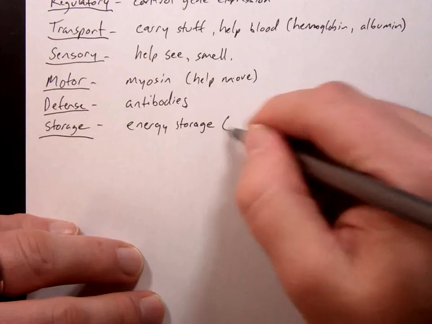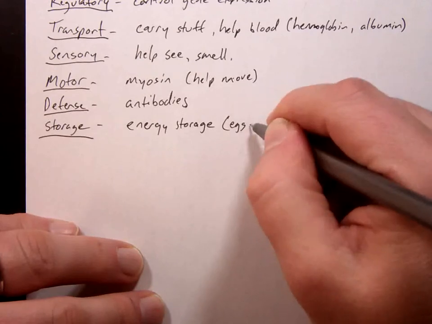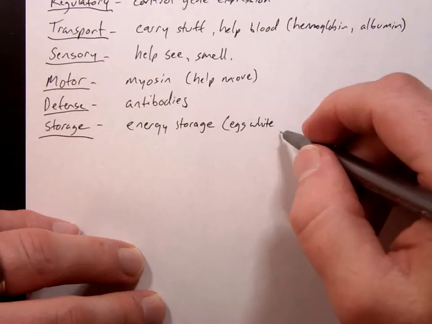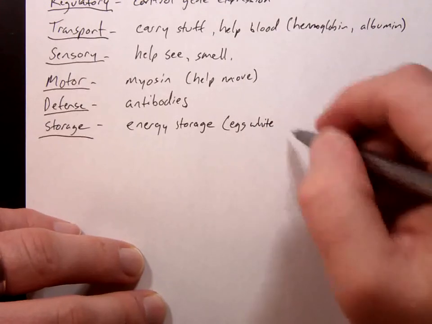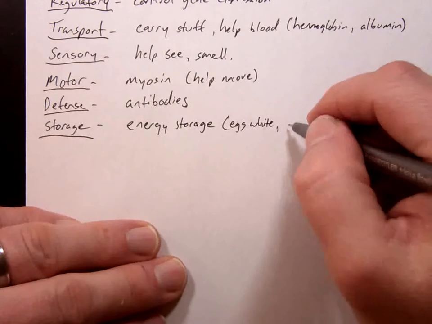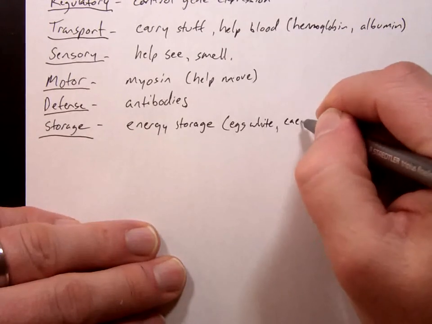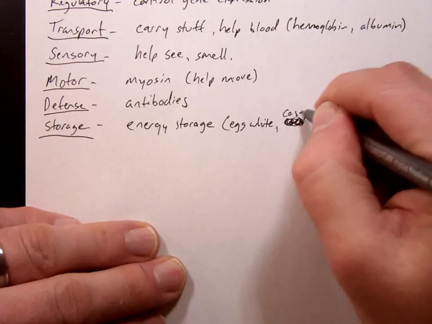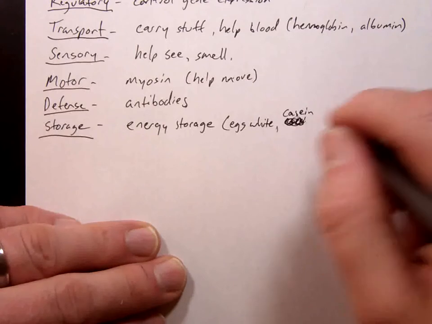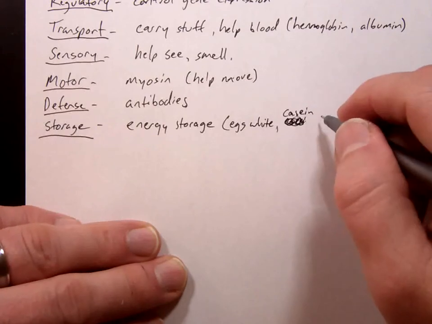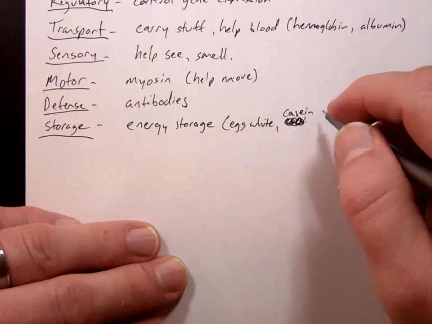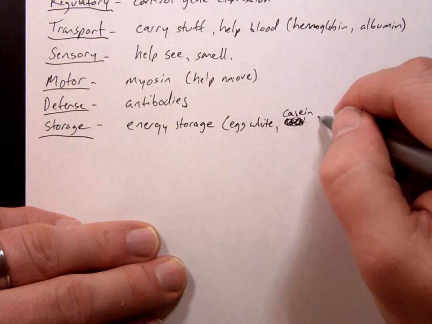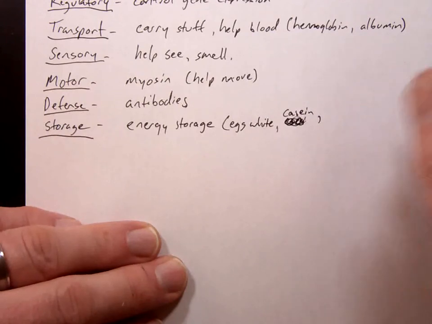In egg whites, there is something called ovalbumin, which is meant for the embryo to use for nourishment. In milk, there's a protein called casein. Oh, I misspelled it. My bad. Casein. It's a weird one. And that one is for energy for the developing child and infant and stuff like that, to be able to make energy. One that's got a lot of bad press lately is gluten.